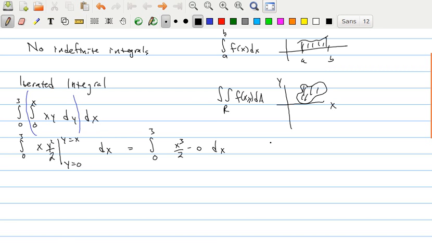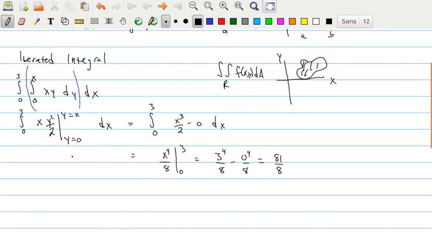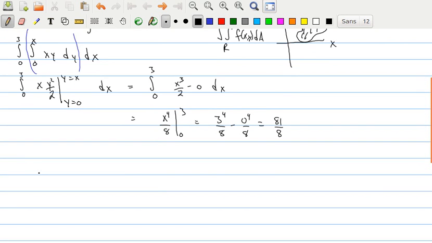And now this looks like a familiar integral from Calc 1. So we just go through and use the power rule again. So we get x to the 4th over 8 from 0 to 3. And this gives us 3 to the 4th over 8 minus 0 to the 4th over 8. So we get 81 over 8. So this is sort of a standard iterated integral. Now some iterated integrals, we can't do in the order in which they're presented. We have to do a little bit to switch the order around. Let's look at an example of this.